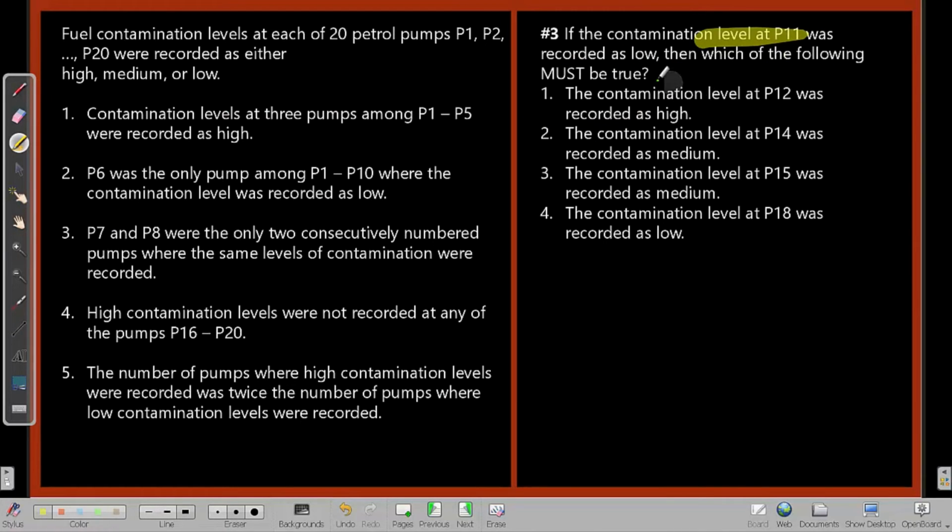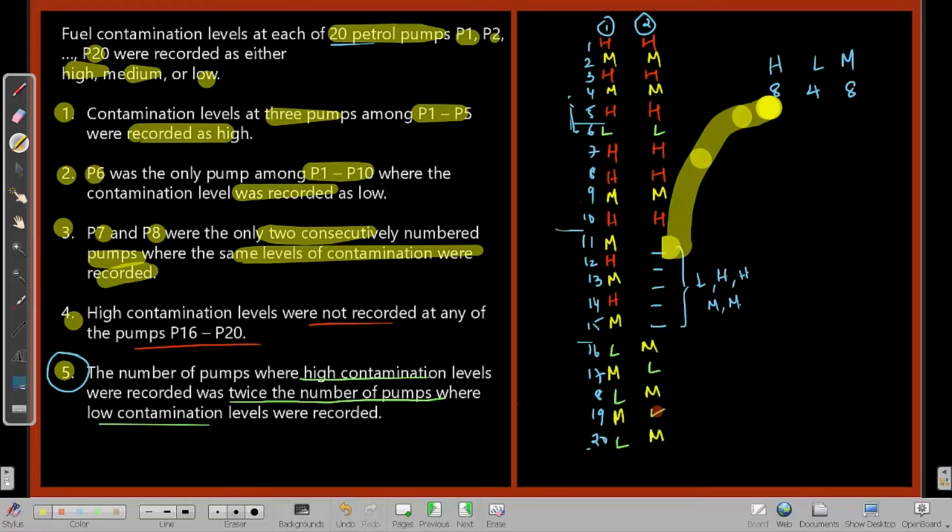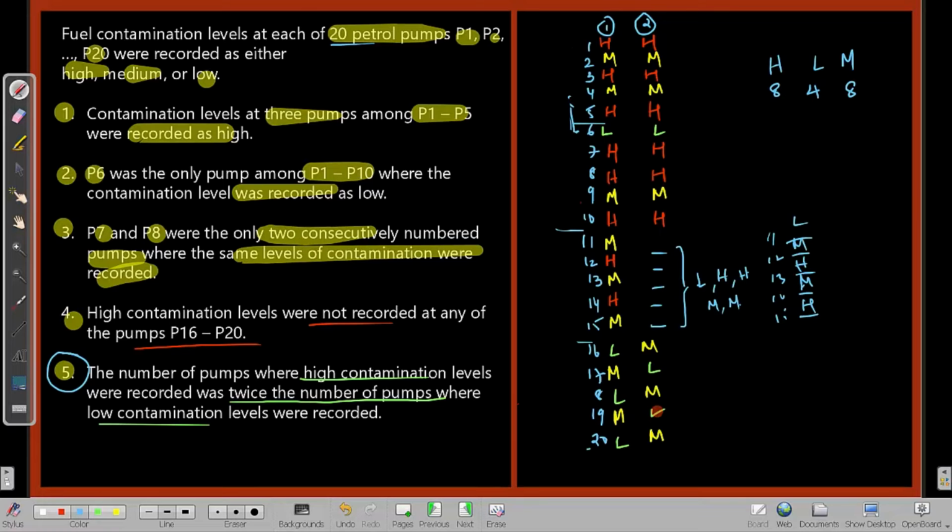If the contamination level of P11 was recorded low, which of the following must be true? P11 must be low. Let's look at the case. Where is P11? P11 in this case is medium. So we need to get P11 to be low. So 11, 12, 13, 14, 15. If this is low, this is medium, which means this has to be high. 15 has to be high. Medium, high and medium. So that's the case. Low, medium, high, medium, high.